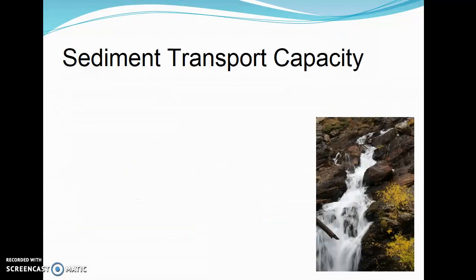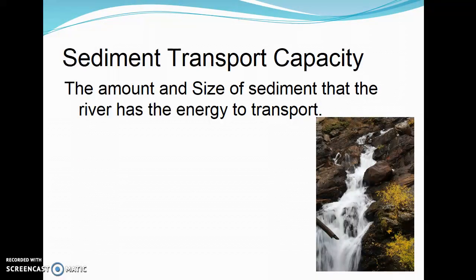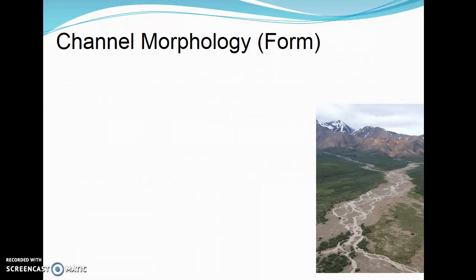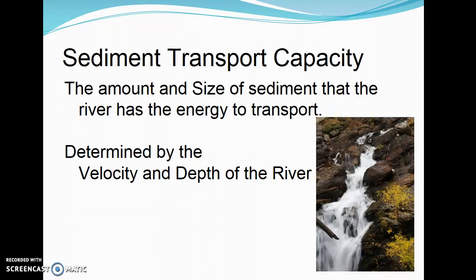Okay, so let's look at the sediment transport capacity. That's the amount and the size of sediment that the river has the energy to support. So what would that be determined by? And if you just stop and think about it for a minute, when can a river carry more stuff, right? So it can carry more stuff when it's moving faster and when it's deeper. It'll drop more stuff when it is not moving as fast or there is not as much water.